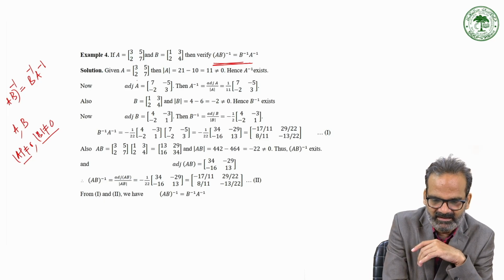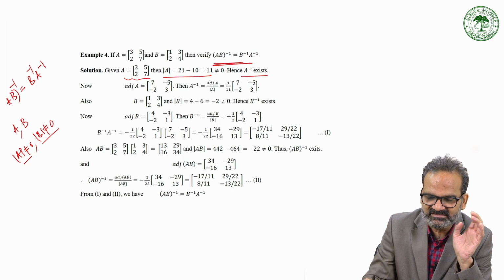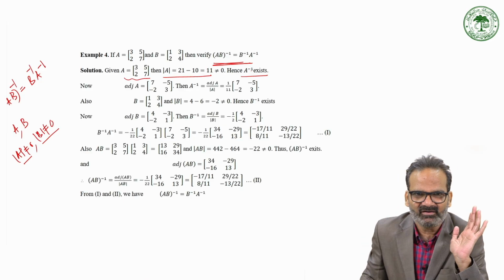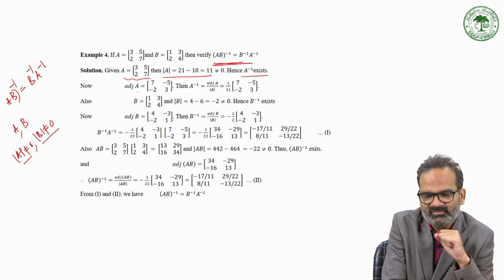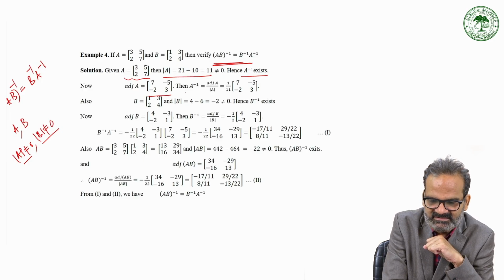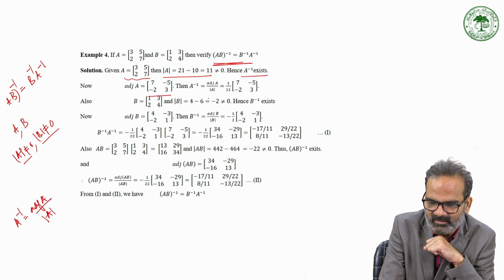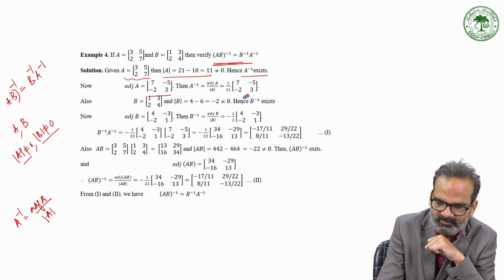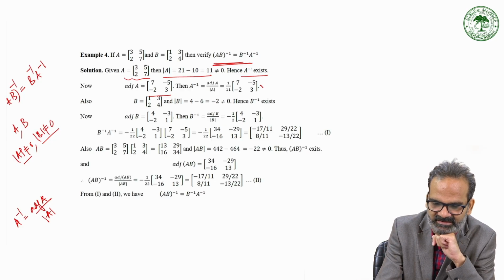Check this first. A is the given matrix. Determinant of A is coming out to be 11, hence A inverse exists. Clear? A inverse exists means calculate the adjoint of A. You know how we calculate the adjoint of a matrix of order 2 by 2. Adjoint of A is this, therefore A inverse is given by the formula adjoint of A divided by determinant of A. So A inverse is coming out to be this matrix, 1 upon 11, 7, minus 2, minus 5, minus 3. So this is A inverse.